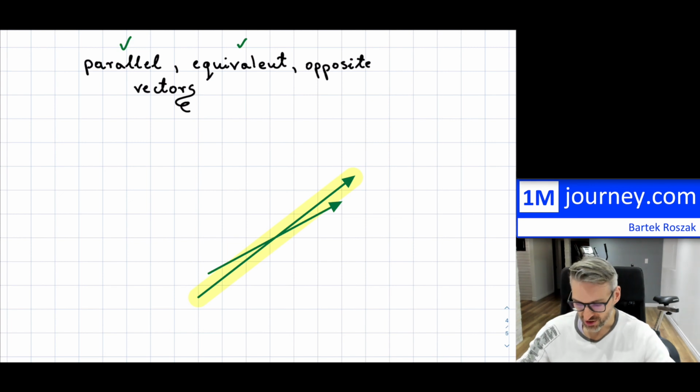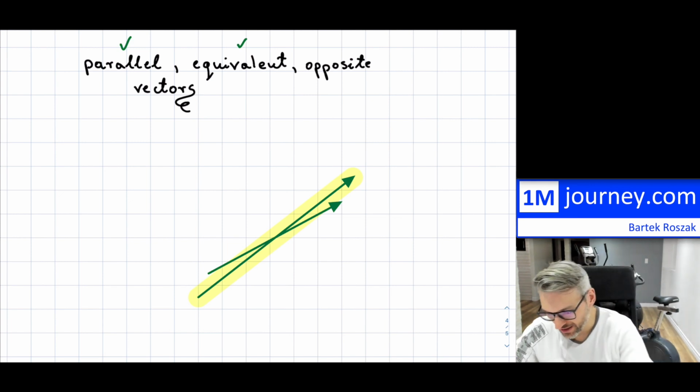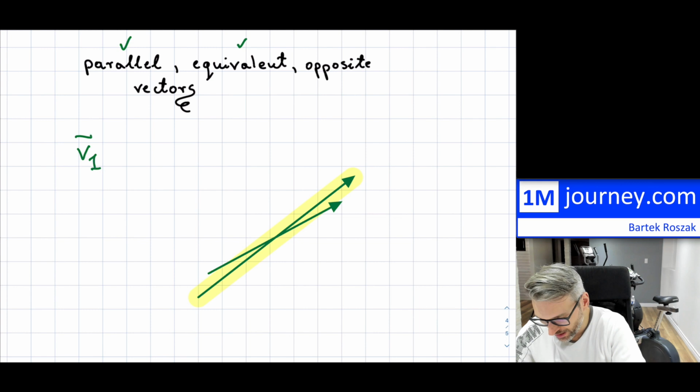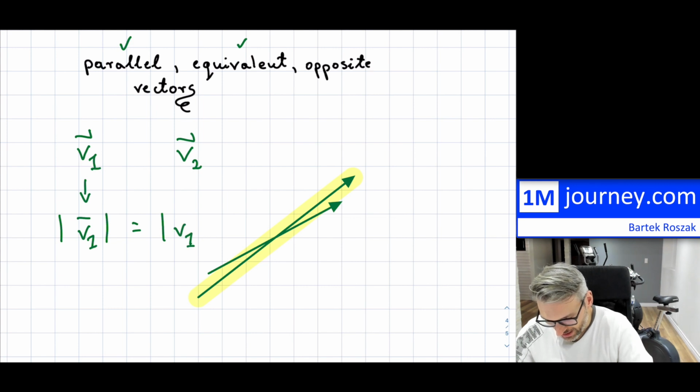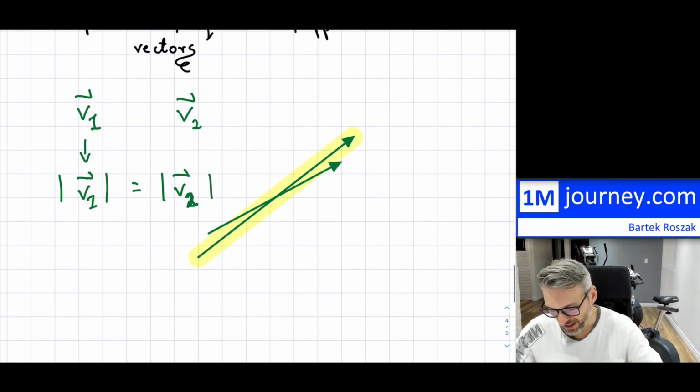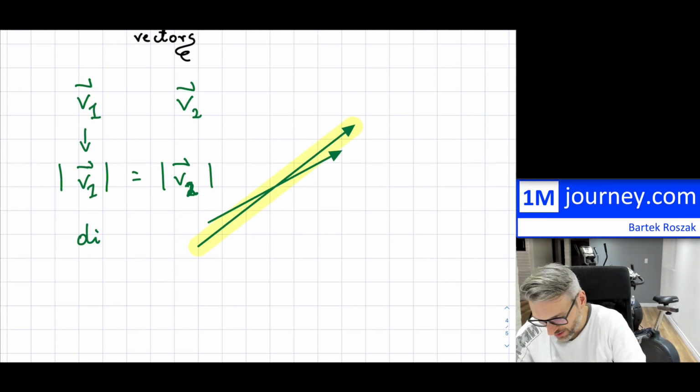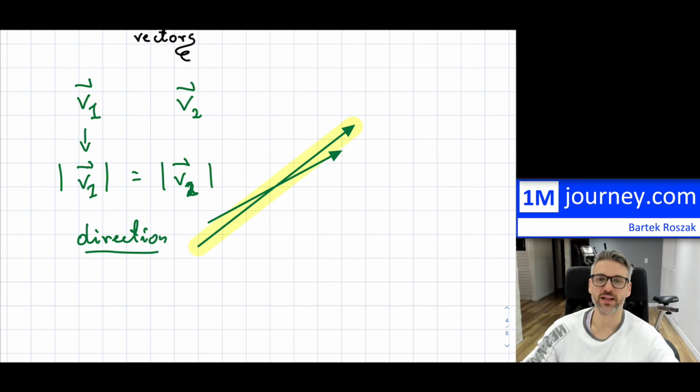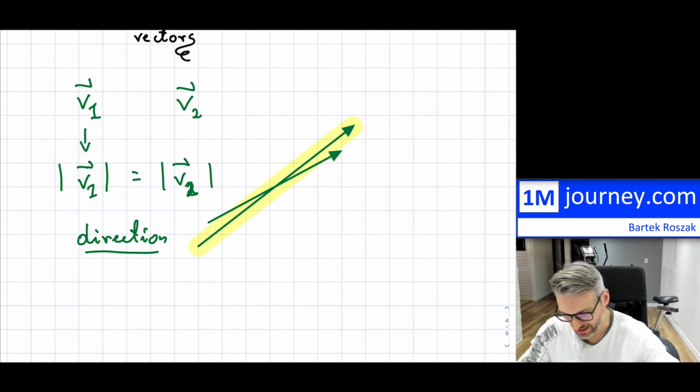Equivalent vectors. For equivalent vectors, what that means is if we take one vector, let's say v1, and another vector v2, number one, their magnitudes are going to be equal to each other. Let's say this is 2. So they have the same magnitude, but they also have the same direction that they are moving along. Those are equivalent vectors. Now, it doesn't mean that their starting point is the same.